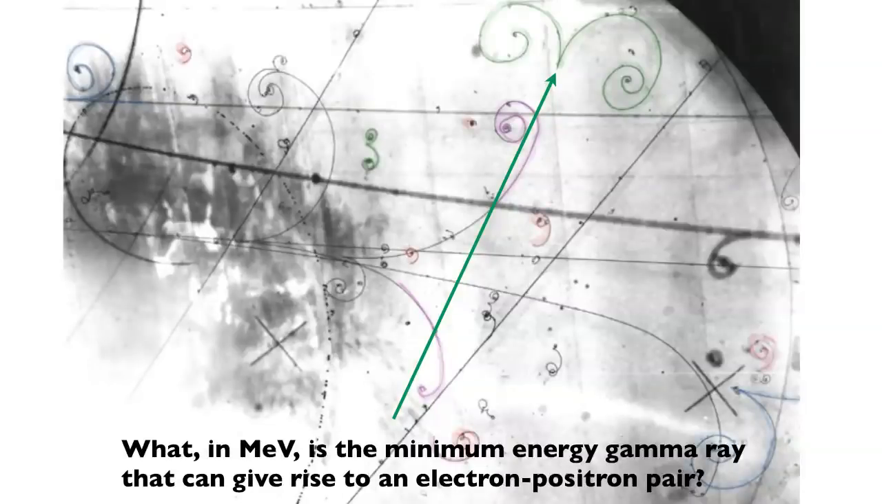Here's a question. What is the minimum energy in MeV of a gamma ray if it was going to give rise to an electron-positron pair? I want you to do that calculation. I'll be back.